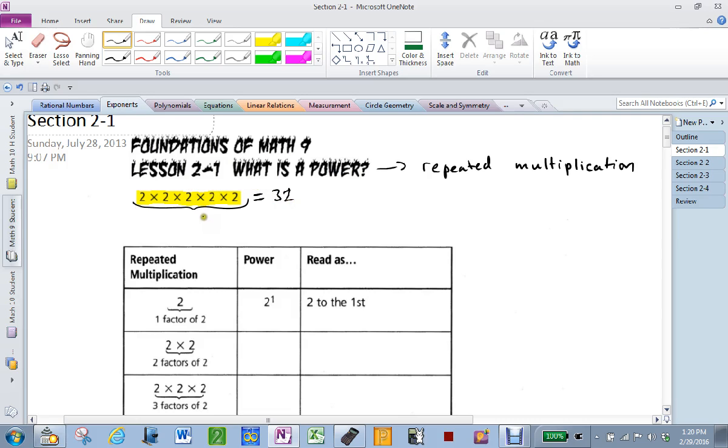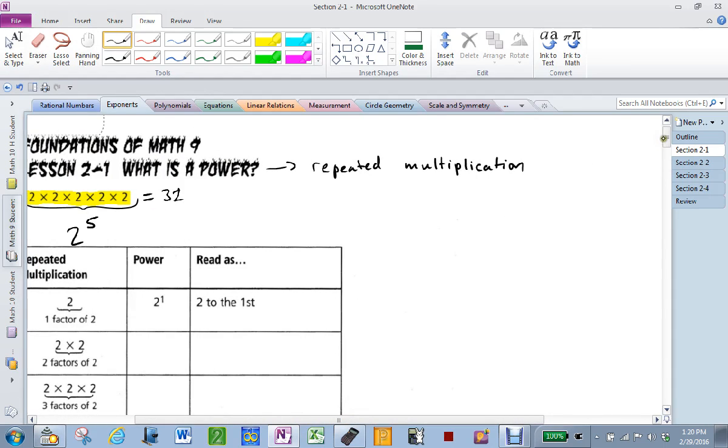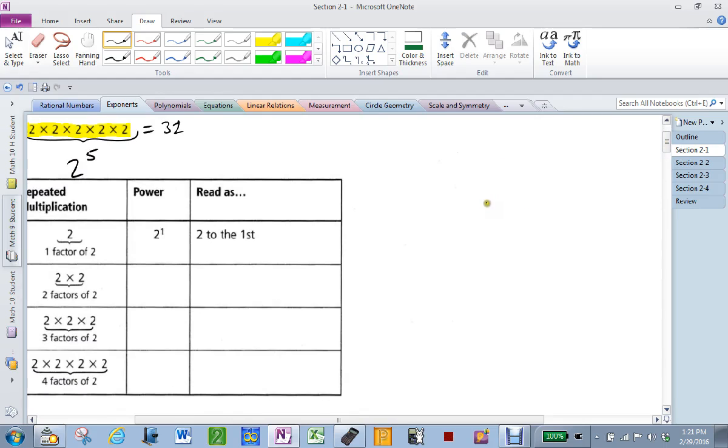Now math guys don't like to write that. They're lazy. So they instead have invented this. 2 to the 5th power. Now you have already seen this in Pythagoras. You have seen 2 squared. And you saw this in our roots when we were doing squares and square roots. Well, all that is, is the beginning of powers. Because 2 squared is, of course, 2 times 2. Cool? All right.